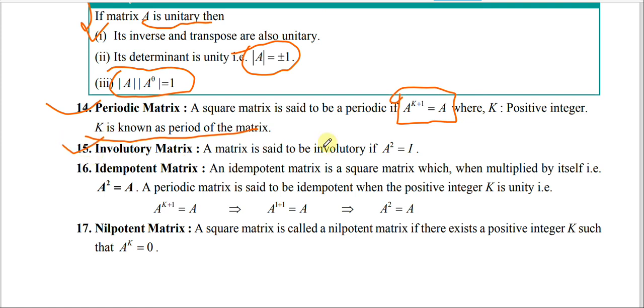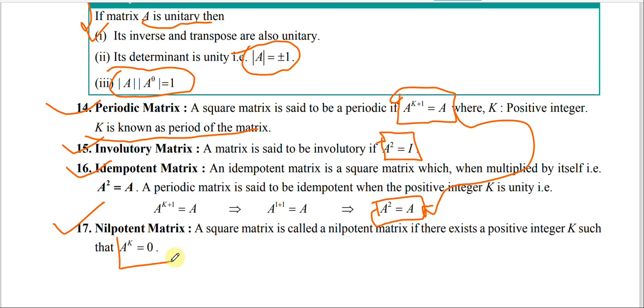It is involutory if A square is the identity matrix. It's A square, not talking about cube. If A square is I, then it is an involutory matrix. For an idempotent matrix, if A square is A, an idempotent matrix is simply a periodic matrix with k equal to 1, meaning periodicity 1. Otherwise a periodic matrix is A to the power k plus 1 equal to A, and this k can be anything: 1, 2, 3, 4, whatever it is.